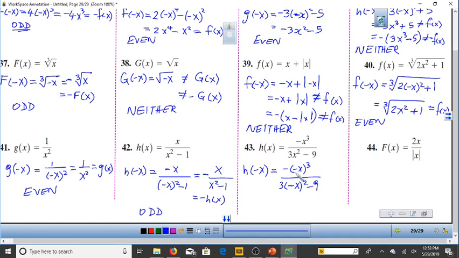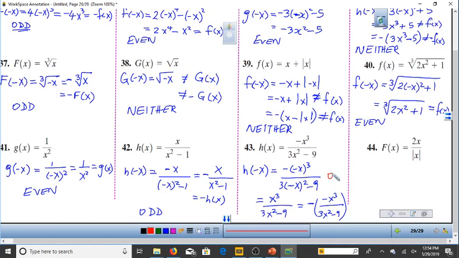And then we simplify. And you see here that we end up with positive x cubed over 3x squared minus 9, which is not the original equation. But if I factor out a negative, I get the negative of negative x cubed over 3x squared minus 9. That makes this function an odd function.